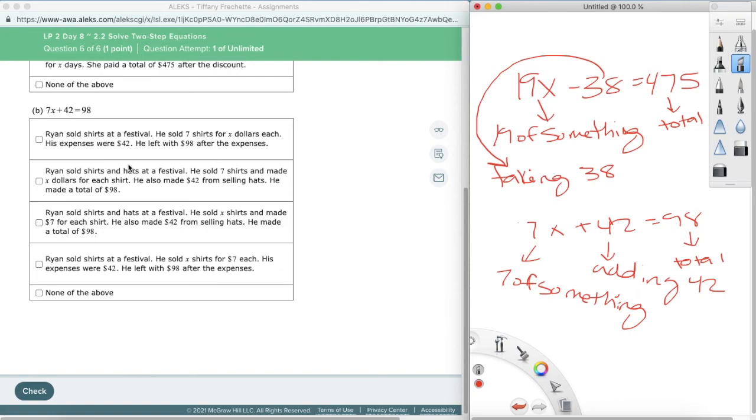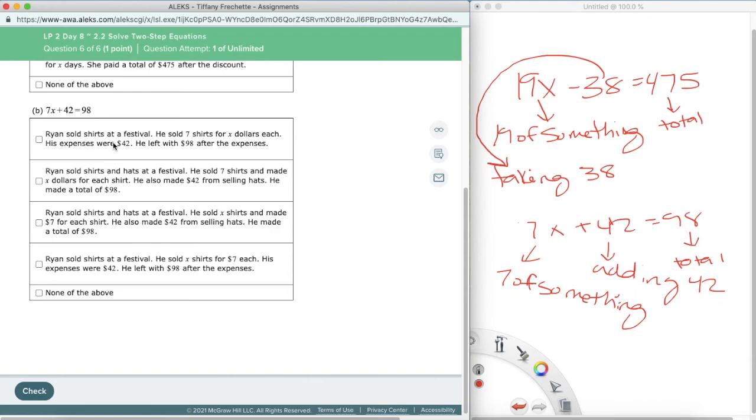If it's costing it, or it's an expense, it costs us money. So we're not subtracting 42 in this scenario, we're adding 42. So that doesn't work. That one sentence means it doesn't work. He left with $98 after the expenses. That does still work in here because it's 98 for the total. But because of this one sentence here, the first scenario doesn't work.